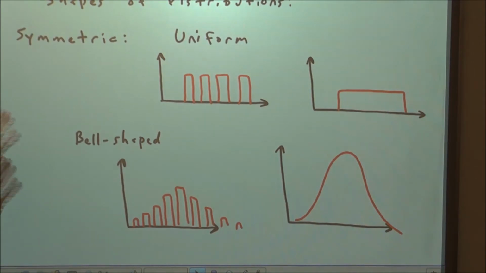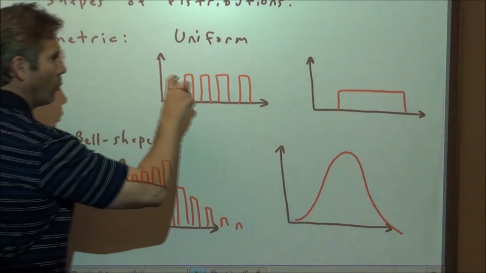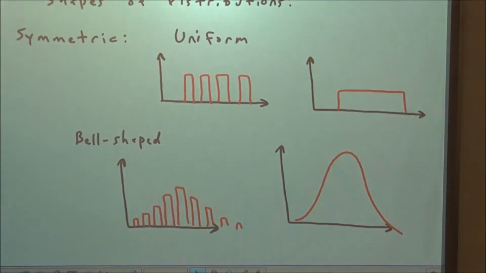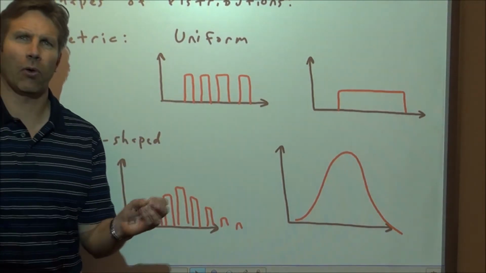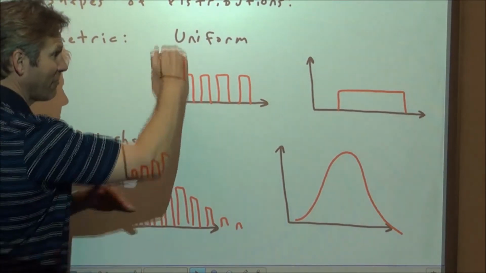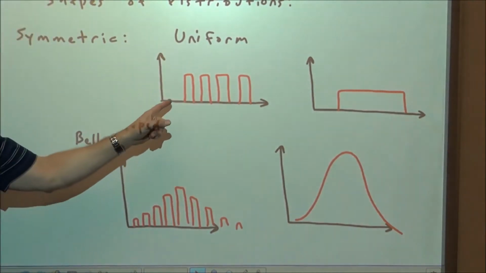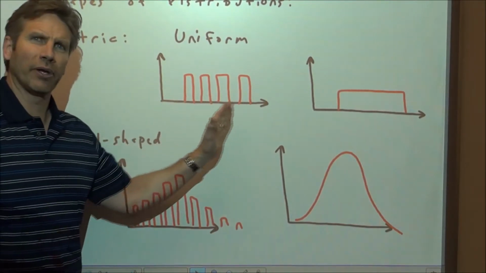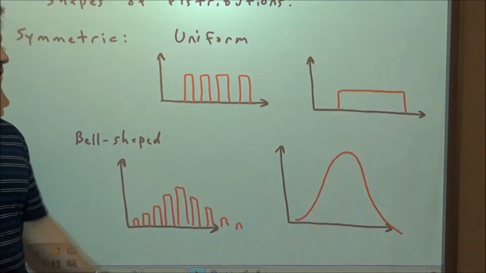So now we need to consider the shapes of distributions. Two of the most common symmetric distributions would be uniform, where things are evenly distributed. Think of a team all wearing the same uniform. They all look the same. So there's the same frequency. It could be discrete. There could be just a countable number of values that the variable could take on.